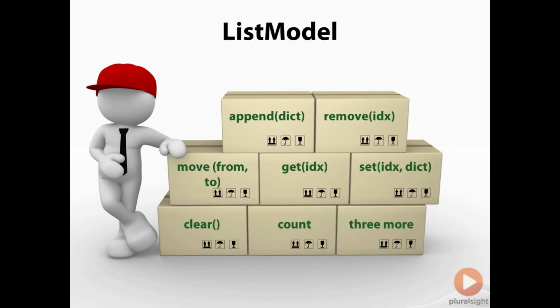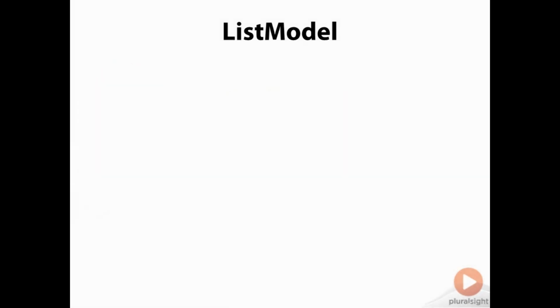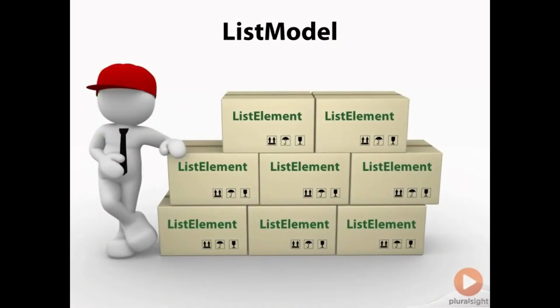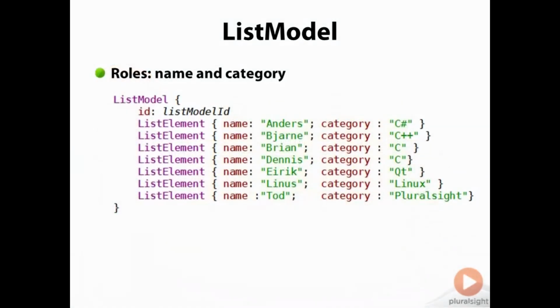There are only 3 other properties or methods: the sync method, which synchronizes a list model; the set property method, which is similar to the set method but allows you to change a single role in the list element; and finally, the dynamic roles property, which we'll also discuss in just a moment. First, we need to peek inside the list element box and discover the roles that describe your data element and the data itself. Here's a simple list model with an ID of list model ID.